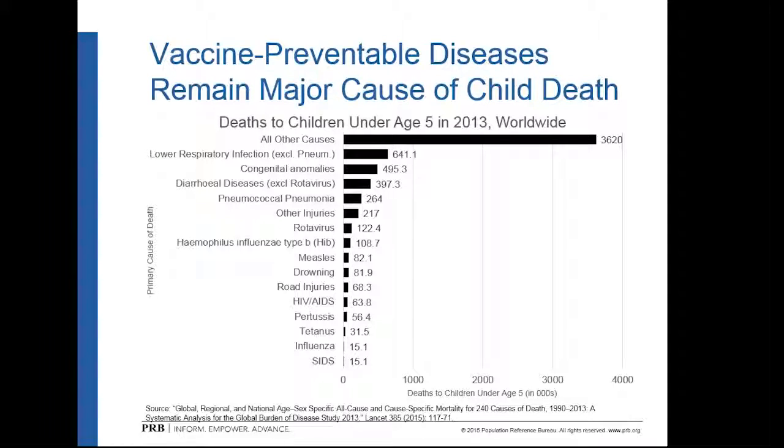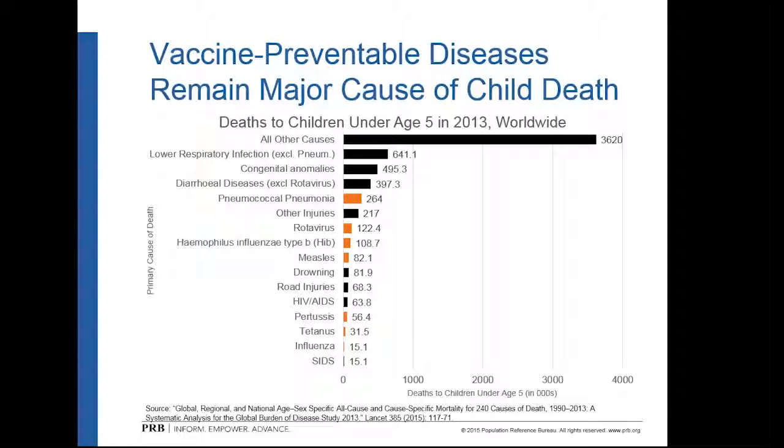Earlier this year, The Lancet published mortality estimates by cause of death for children and for the population as a whole. The chart on the screen here shows some of those primary causes of death for children under age 5. If we highlight the vaccine-preventable causes, we see that pneumococcal pneumonia is a more common cause of death than injury. Rotavirus, Hib, and measles are each responsible for more child deaths worldwide than drowning, car accidents, or HIV/AIDS. And pertussis and tetanus cause more deaths than SIDS.